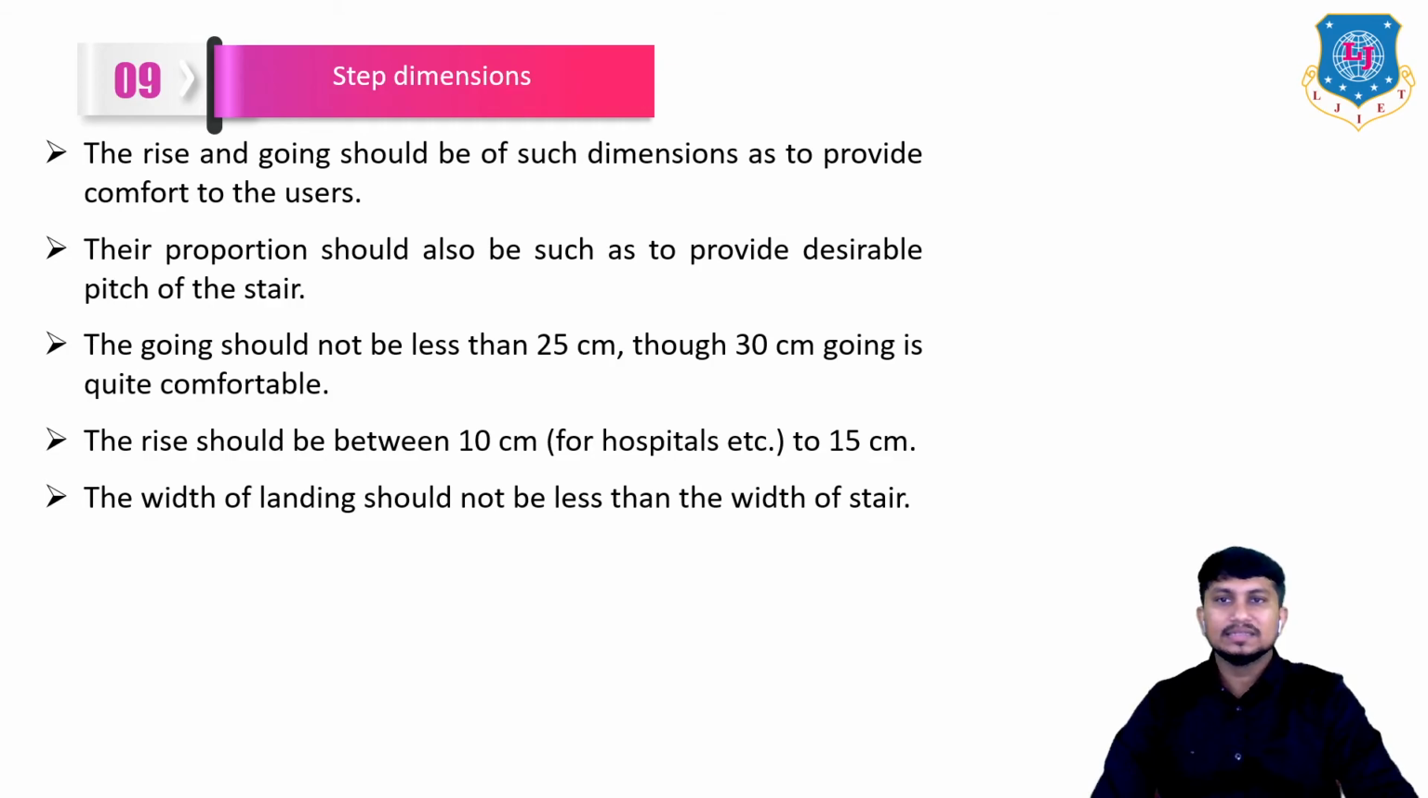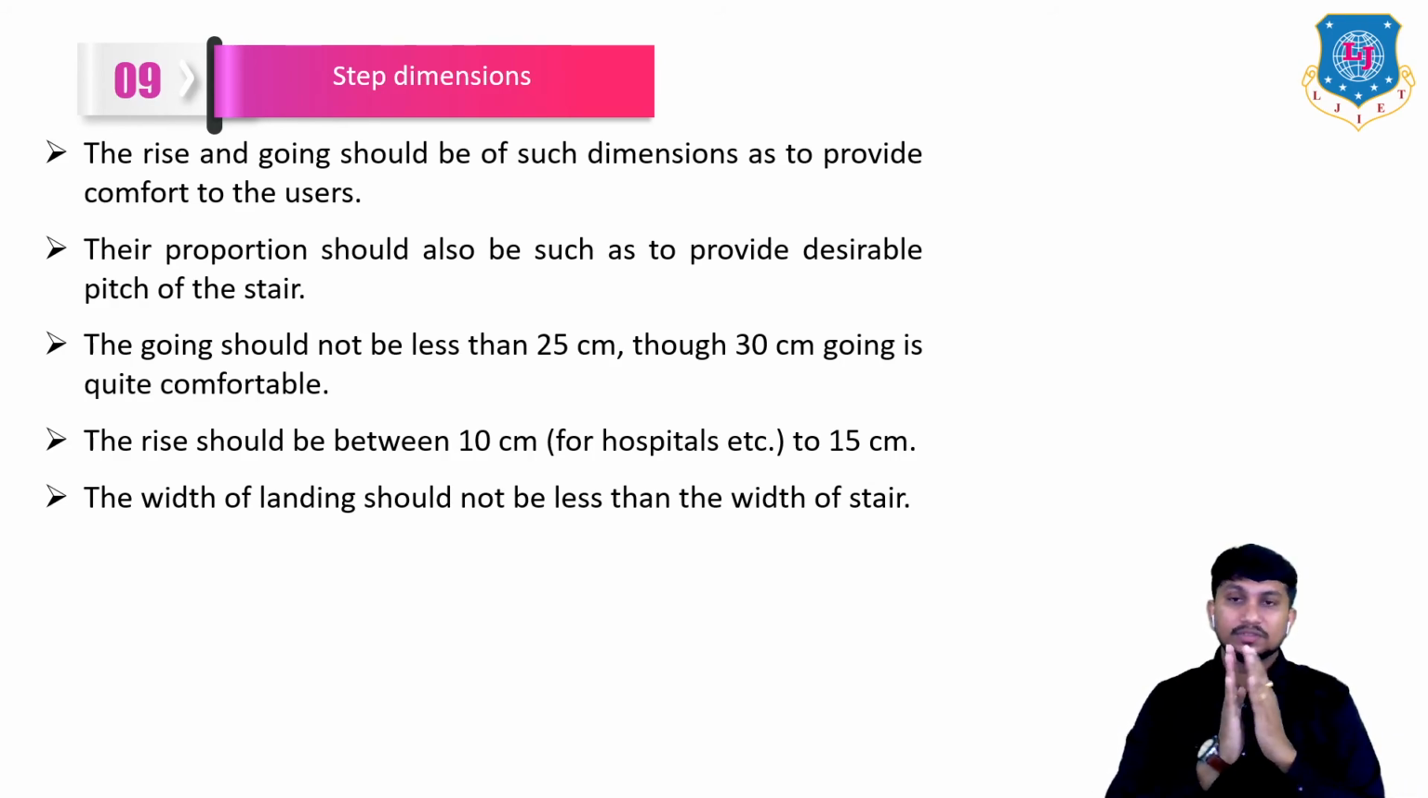Next requirement is about step dimensions. Rise and going should be of such dimensions as to provide comfort to the users. The proportion should also be such as to provide desirable pitch of stair. The going should not be less than 25 centimeter, though 30 centimeter going is quite comfortable. The rise should be between 10 centimeter for hospitals to 15 centimeter for regular buildings. The width of landing should not be less than the width of stair. So these are the various criteria you should keep in mind while deciding the dimensions for steps.